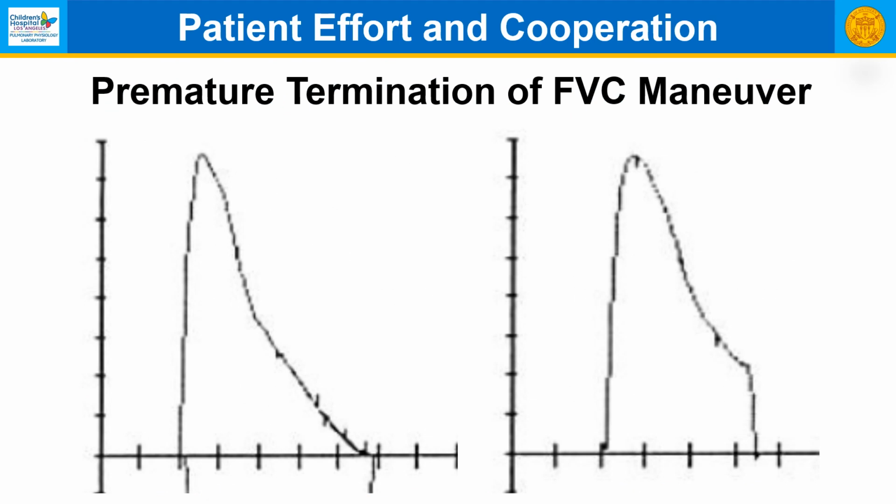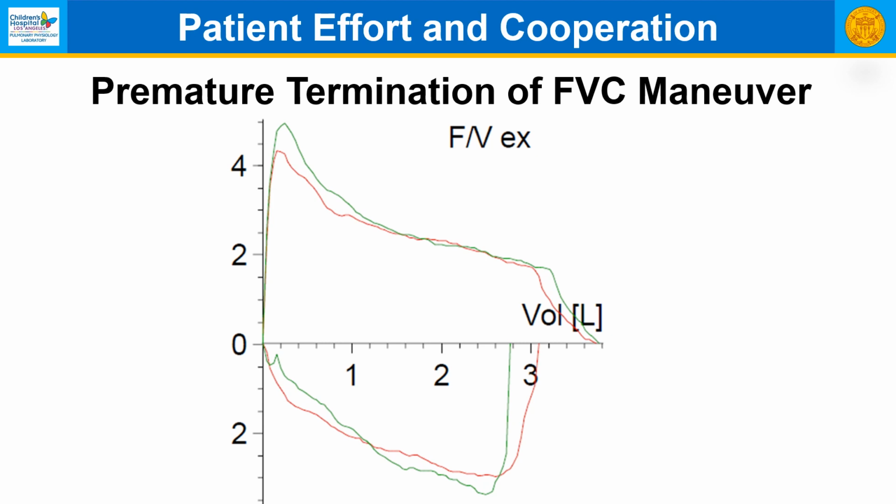So this would be premature termination of the FVC maneuver, and you can see that if this is the normal situation, this person just dropped off here, and you get this sort of picture. Again, here's one where you can see this person just dropped off, didn't really perform the maneuver correctly.